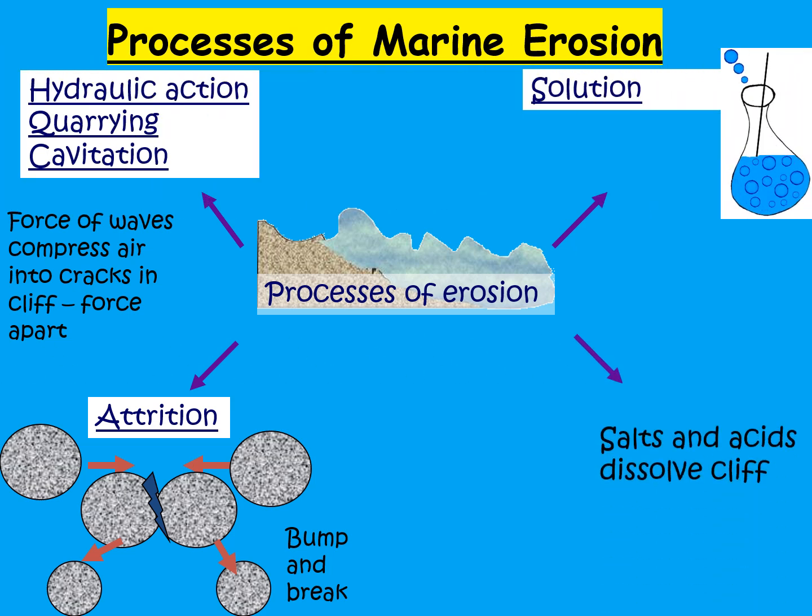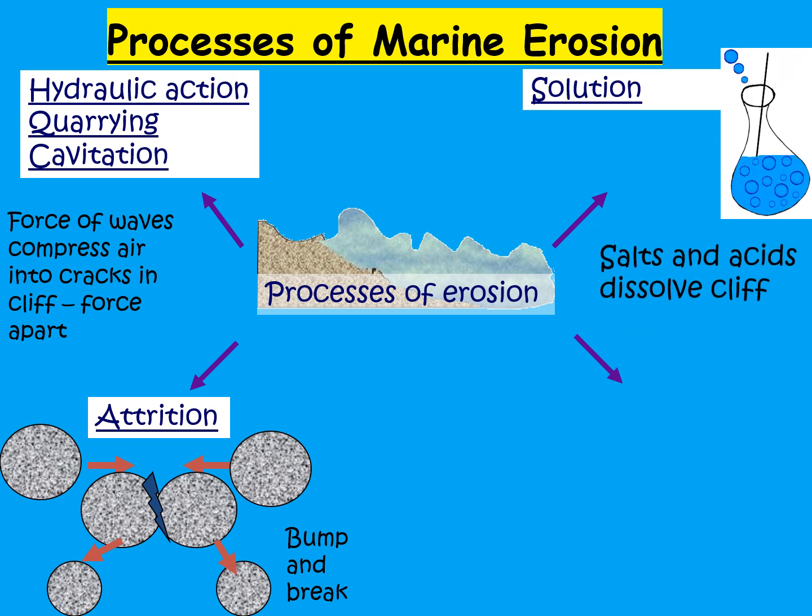Solution is sometimes called corrosion. Certain types of rock, particularly things like limestone, will react with the salts and the acids in the water, carbonic acid being an acid, and they'll slowly dissolve. This won't be as spectacular as hydraulic action, but nevertheless exists with certain types of geology.